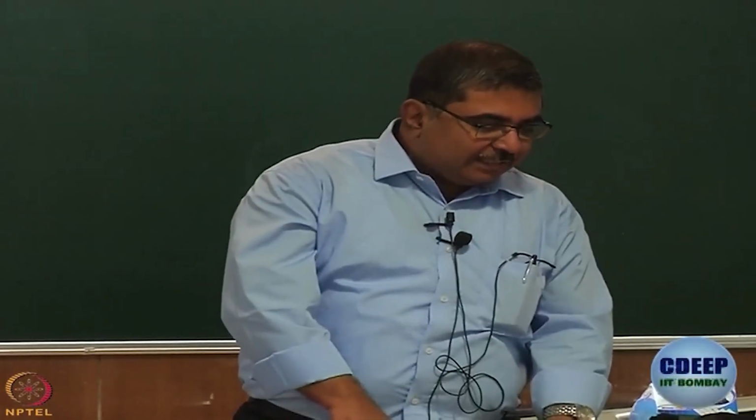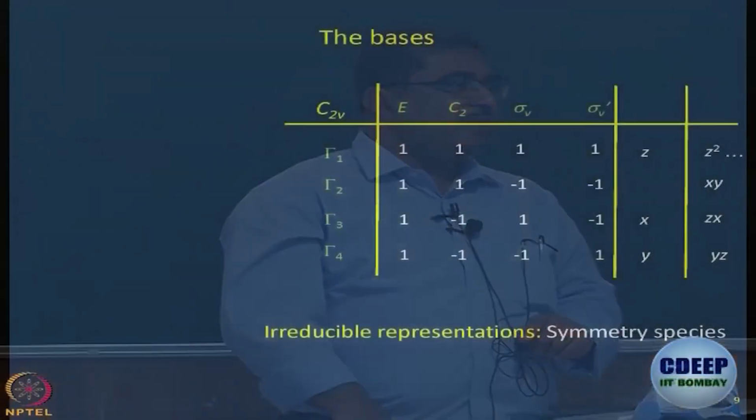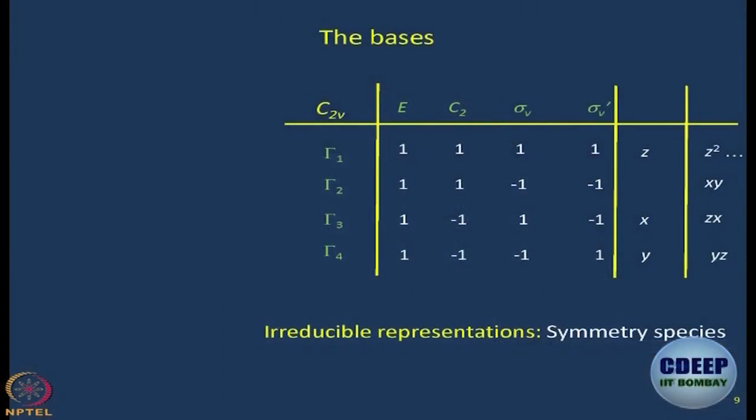Then we worked out the bases as well, and what is not written here is Rx, Ry, Rz. Did we work out Rx, Ry, Rz on the board? We did not do it, right? We can do it now, or maybe when we show you the entire character table.